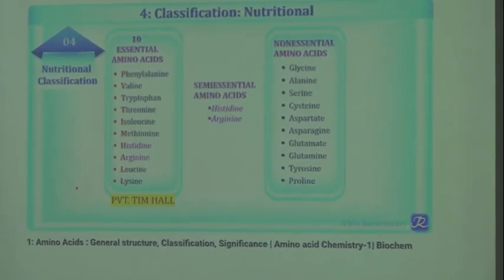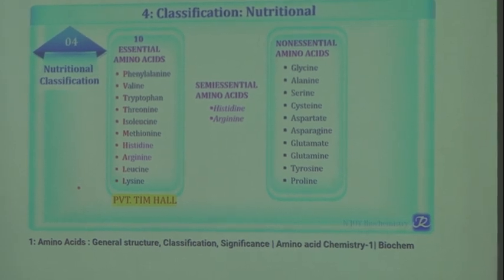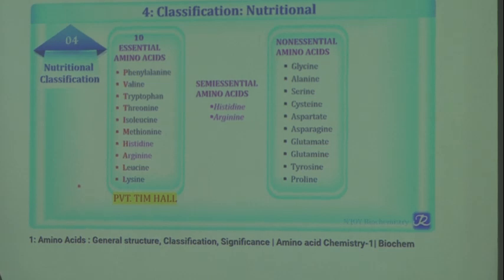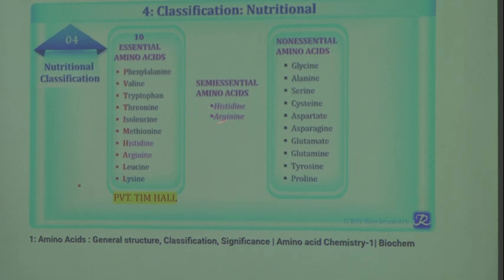Now two amino acids, histidine and arginine, are called semi-essential amino acids, because in infancy and childhood, these amino acids cannot be synthesized by the human. So these amino acids are grouped under essential amino acids. But later on in adult life, the body can synthesize these amino acids to some degree.